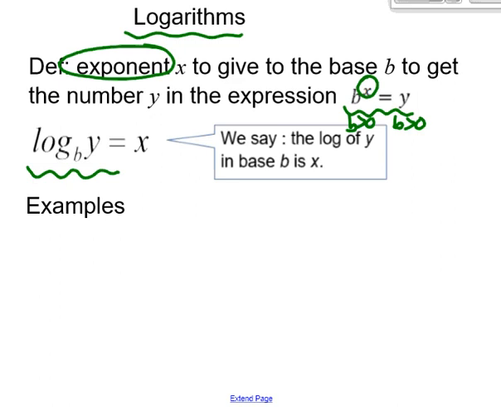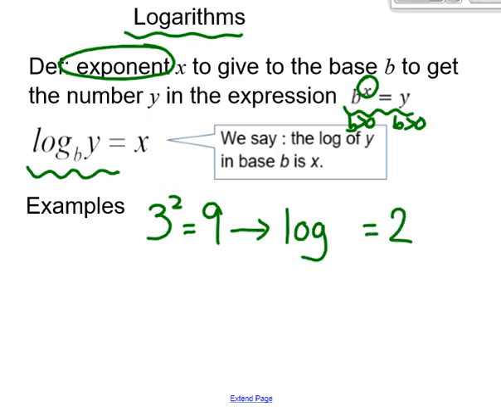So for example, if I give you 3 exponent 2 is equal to 9, and I ask you to write that in a logarithmic form, then you know that a log is the exponent. So the log is going to be equal to the exponent. Now the base of the log is going to be the base of your expression here. So the base is 3, and the number that's left to place is 9 here. So the log of 9 in base 3 is 2. That means the exponent I need to give to 3 to get 9 is 2.